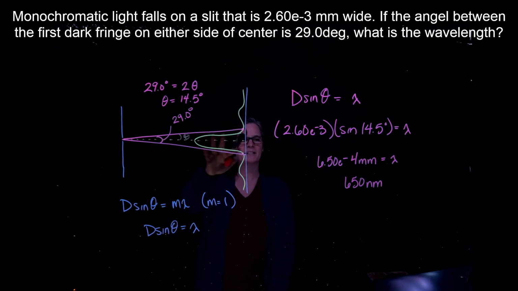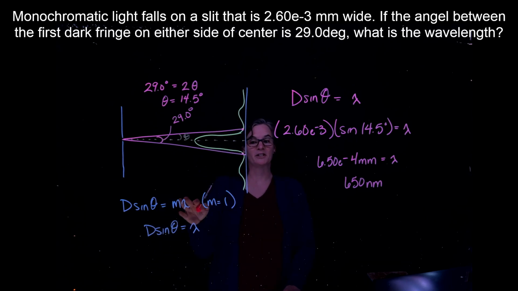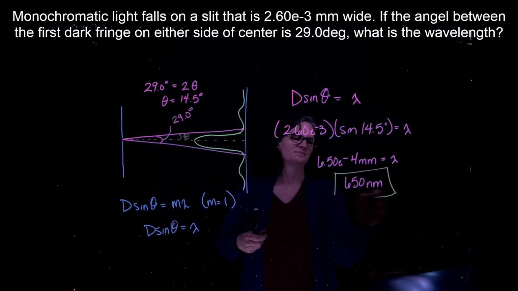So recognizing what we're dealing with, and then looking at our relationship for the dark, where the m's are integer values, and recognizing the angle that we need and solving for the wavelength. Good job.